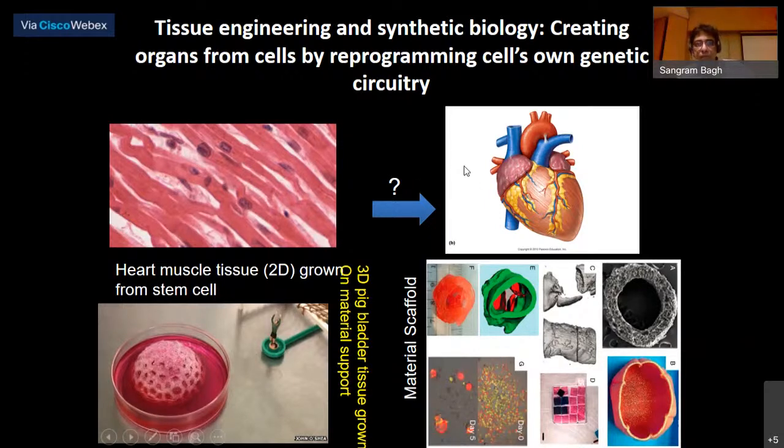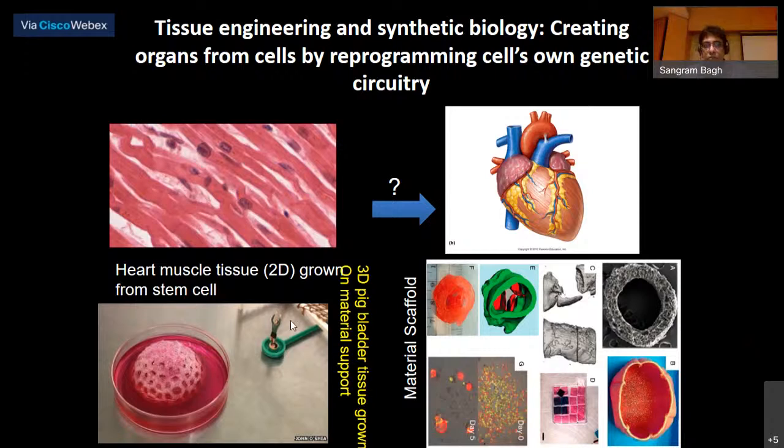So how are we going to develop that? The way tissue engineers try to do that, because it requires a 3-dimensional functional structure, is that they use different kinds of material scaffolds and then embed the cells, and when these cells are growing, they take the shape of this 3D object.